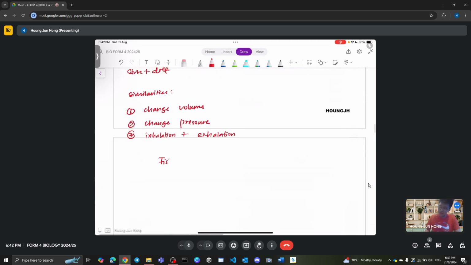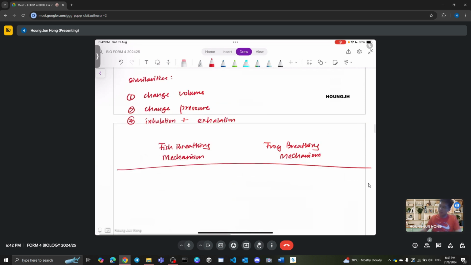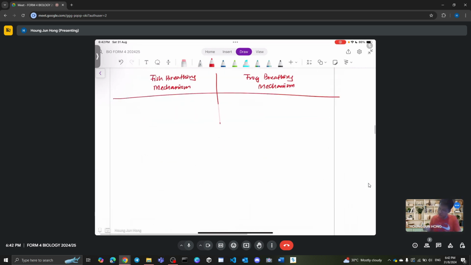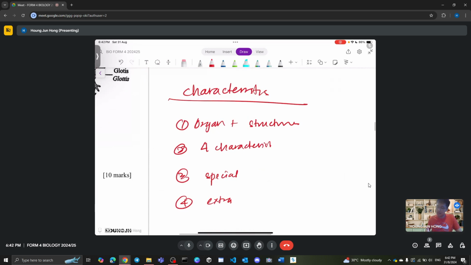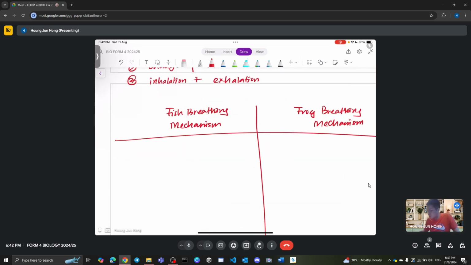So we have fish breathing mechanism, then we have frog breathing mechanism. Okay, yes. So let us go through one by one. For the very first thing, you should still be able to talk about one thing, which is the organ. Again, you can try to refer back to this. The organ can still be an answer because, of course, the mechanism happens around your organ. That's why you should still have the organ as an answer. So gill is the respiratory organ.